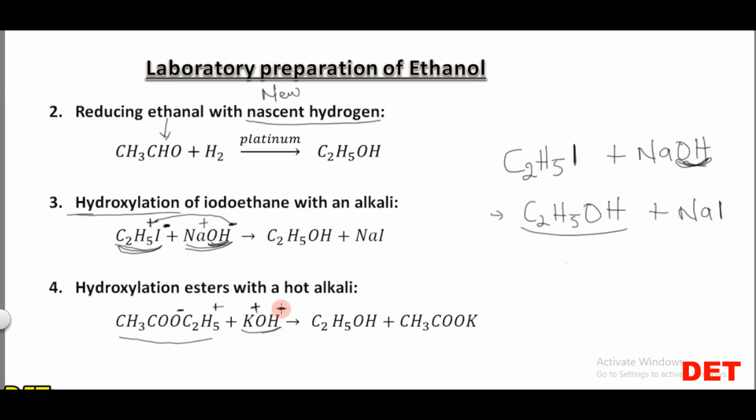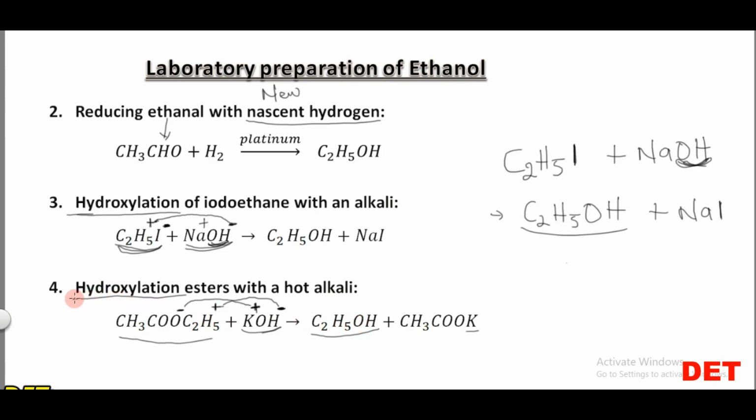So this negative hydroxyl ion will come and bond with this positive ethyl ion to form ethanol. Alright, C2H5 plus this what? OH. That's what we have here. Alright, then this positive potassium ion will come and bond with this negative ethanoate ion to form potassium ethanoate. Alright, so what is happening in this reaction is that this reaction is hydroxylation. We are adding this OH group from this potassium hydroxide to this ethyl positive ion to form ethanol.